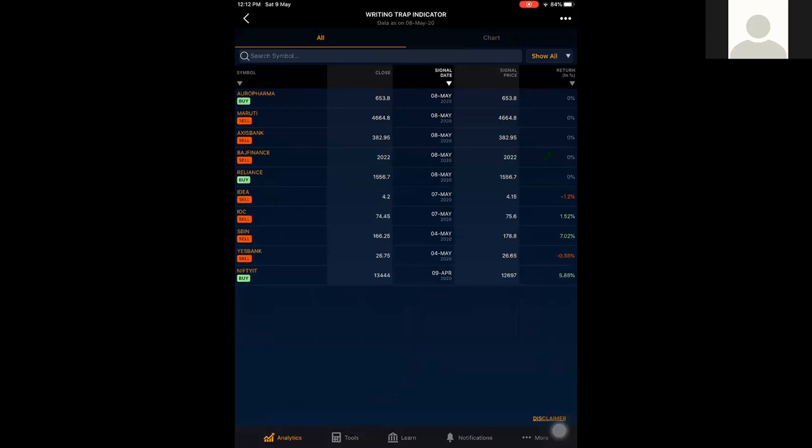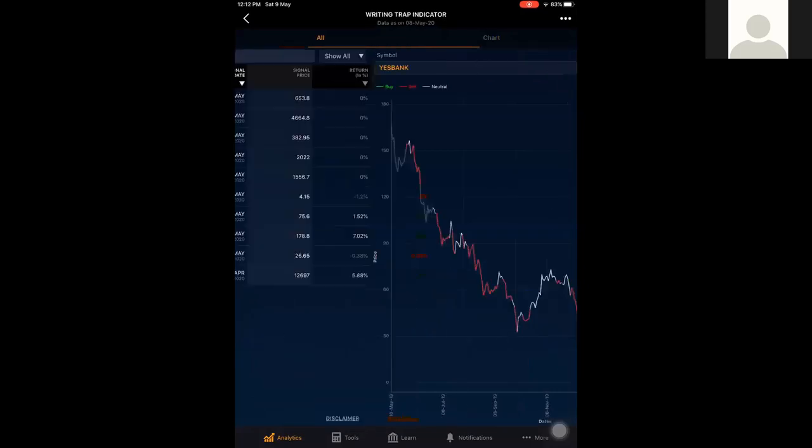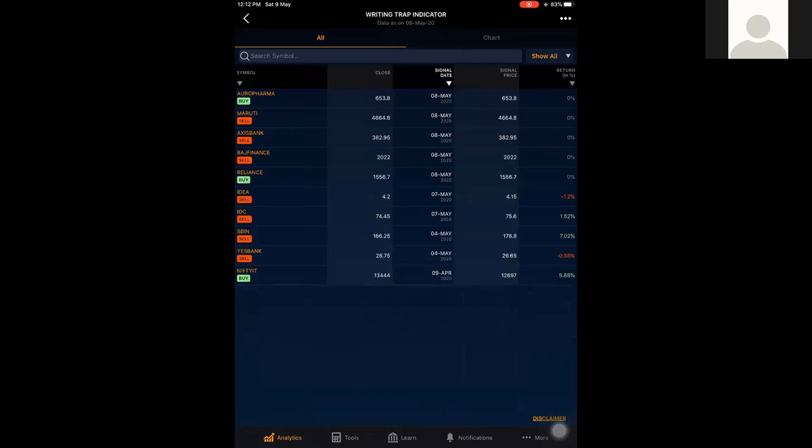The first tab of the Writing Trap Indicator, which we call WTI, gives you the signals which are coming up instantly. The signals which are open are shown here. If you look at Yes Bank, if you click on any symbol, it opens that chart. So I'll go back. Okay, for Yes Bank, the sell signal came on 4th May at 26.75. Presently it is at 26.65, so it's a marginal one. For State Bank, the short came on 4th May at 166.